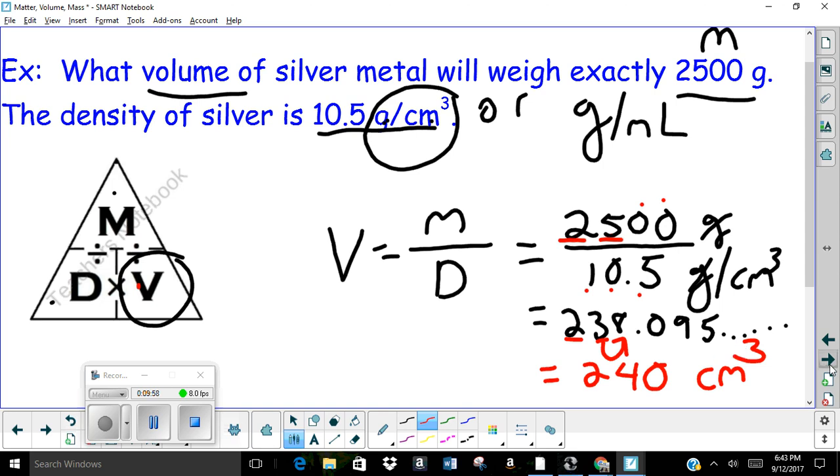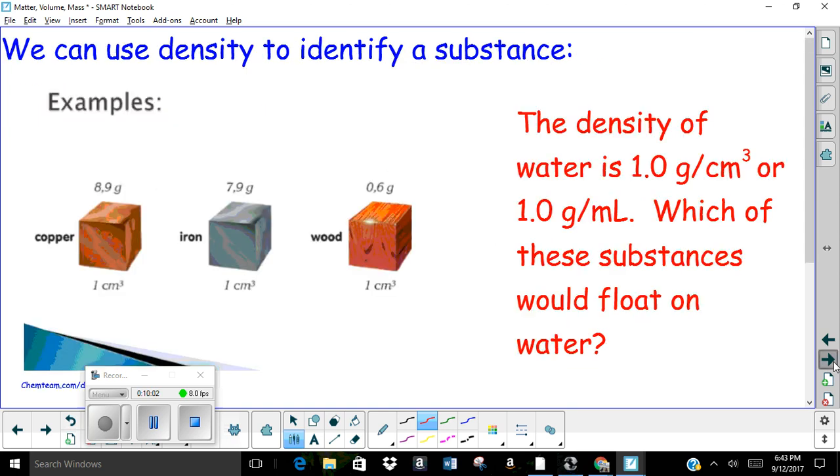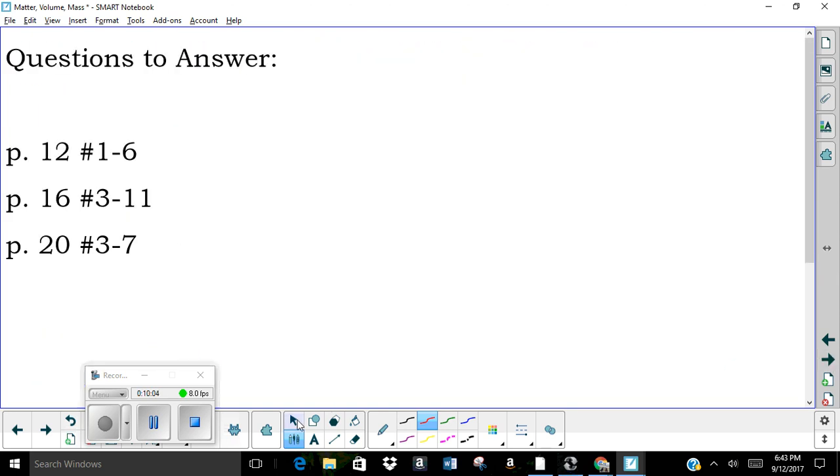The assignment that goes along with this information is in your textbook. And it's page 12, numbers 1 through 6, page 16, numbers 3 through 11, page 20, numbers 3 through 7.